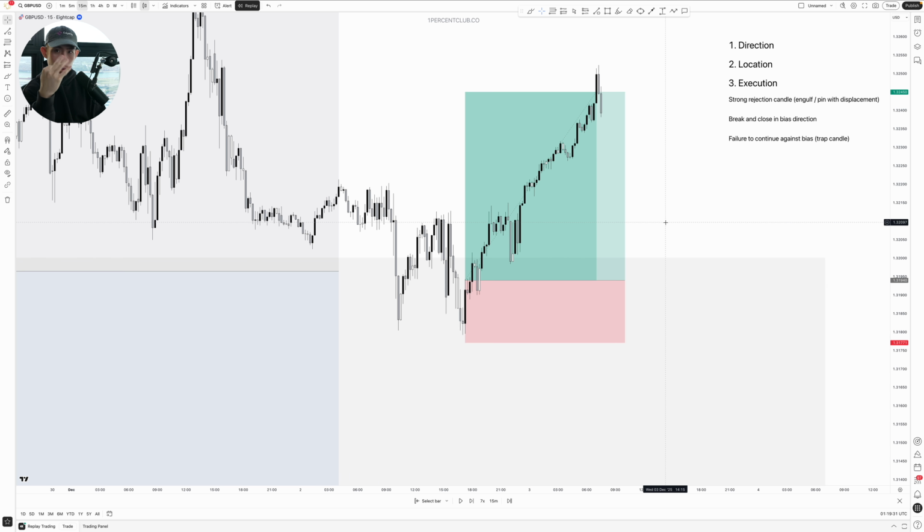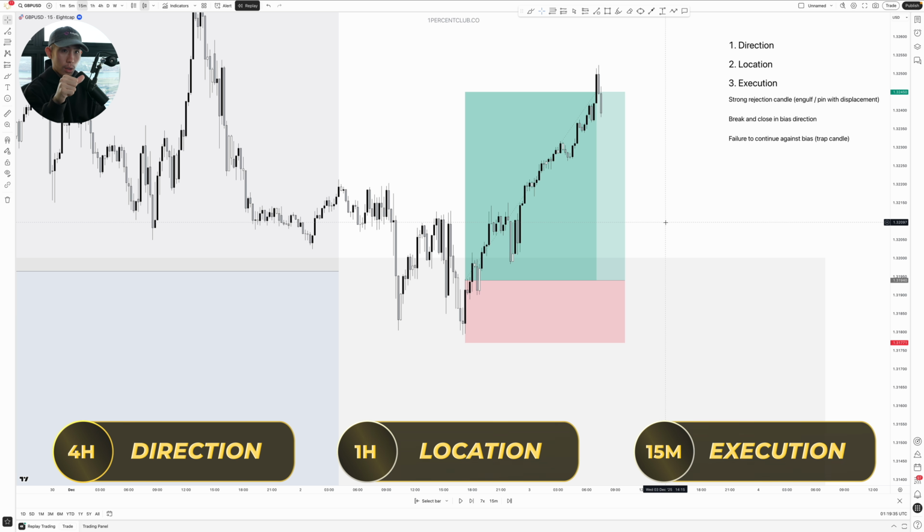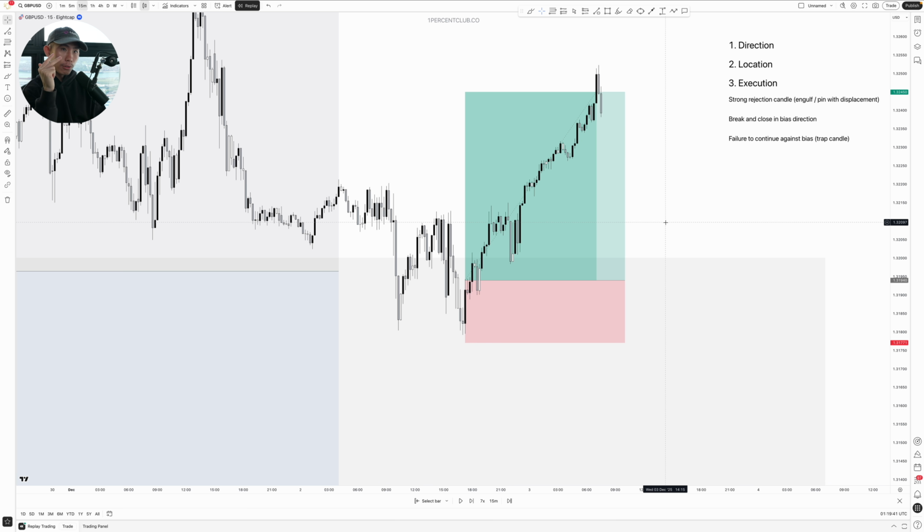And all we did was that we used 3 simple time frames, which is the 4-hour for direction, the 1 hour for location, and the 15-minute for execution. And on the 15-minute for execution, we look for 3 confluences, right? So 3 steps, 3 time frames, 3 confluences, simple methodical strategy that you can execute consistently for a longest time. And that's how you get consistent results.